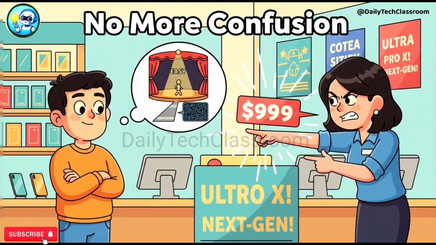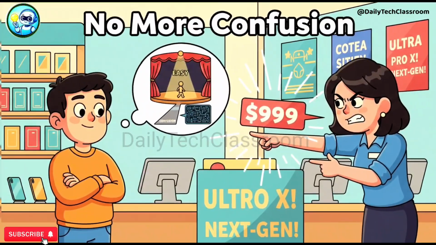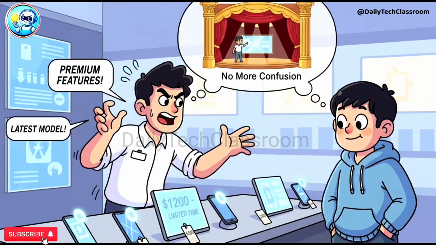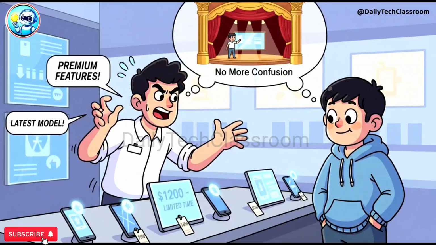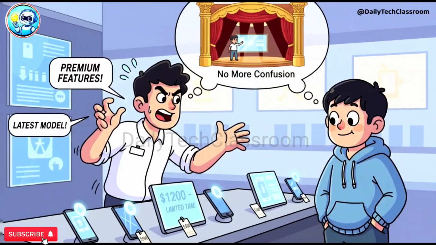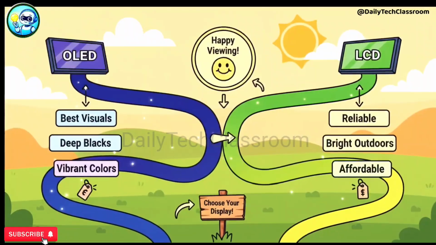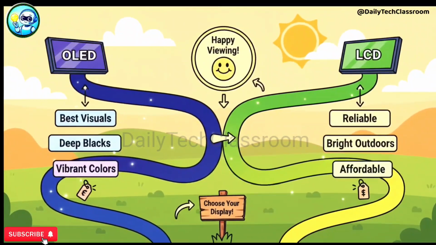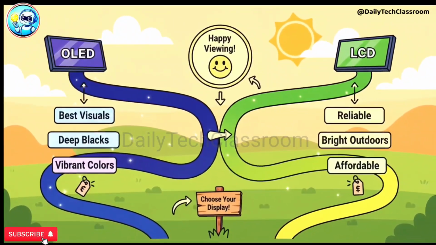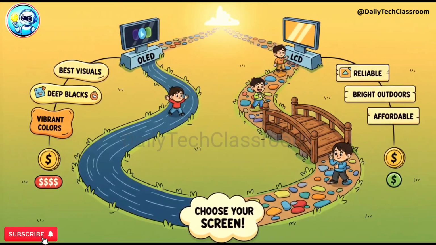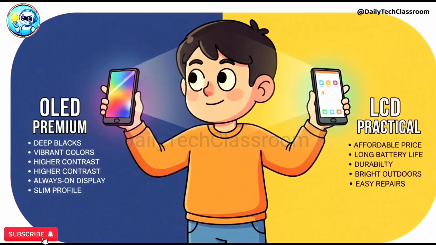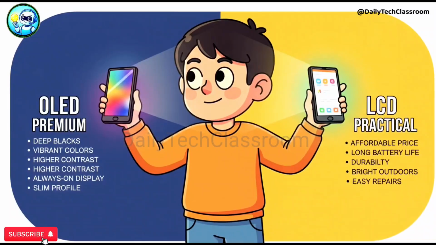So here's the real question. Which one should you actually buy? If you want the best-looking screen, the deepest blacks, the most vibrant colors, and you're willing to pay a little more, go OLED. If you want something reliable, bright in sunlight, longer lasting without worrying about burn-in, and you don't want to spend extra, go LCD. It's not a trick, it's just a choice. And now you know what you're choosing.